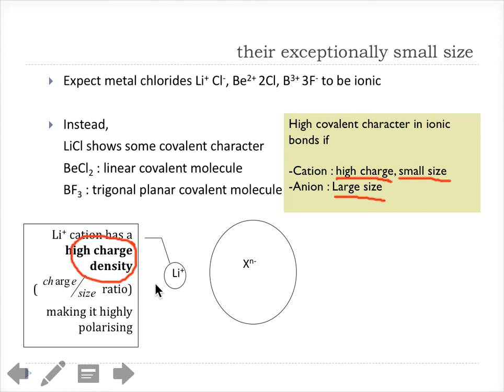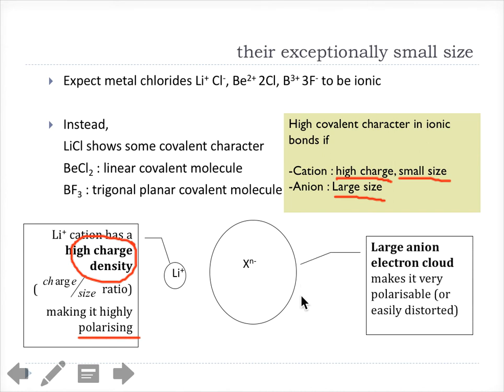Okay, so in the case of Li+, it has a very high charge density, and this makes it highly polarizing. Now, the anion that it's bonded to has a large electron cloud, and this makes it very polarizable. Now, please make the distinction between these two terms. This was covered in year 3 when you did intermolecular forces, so hopefully you still remember how these two terms are used.